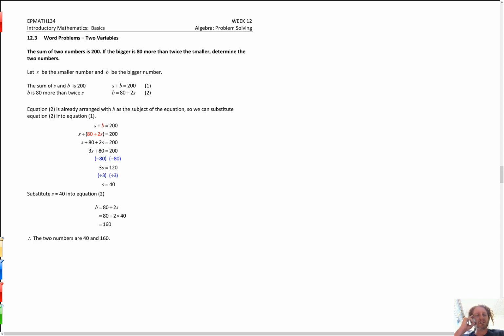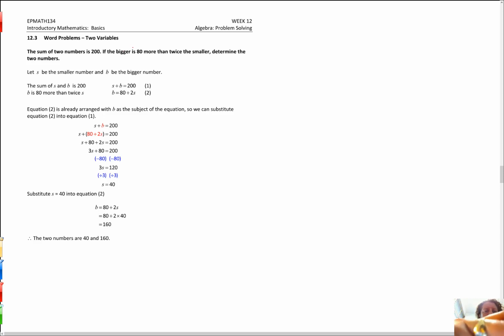Here I've gone for some intelligent labeling, where I've said let S be the smaller number and B be the bigger number. I could have gone X, Y. I could have said X is one and Y is the other, but I've just tried to make it easier for myself because I've got a smaller and a bigger being described. Now, if the smaller and the bigger number have a sum of 200, well, that's just smaller plus bigger equals 200. There's one equation.